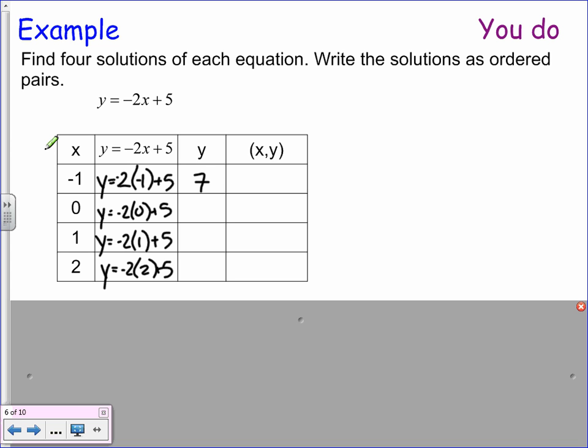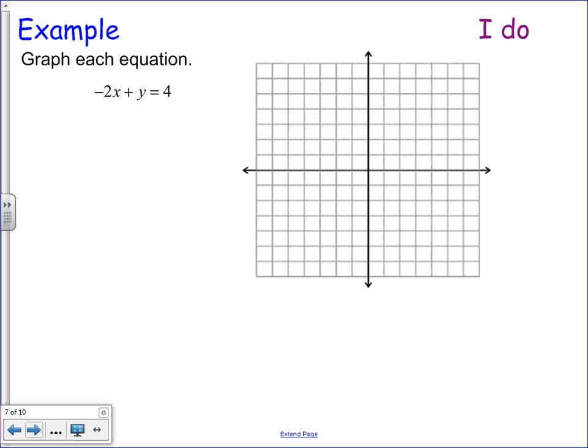Negative 2 times 0 is 0, plus 5 is 5. Negative 2 times 1 is negative 2, plus 5 we get 3. Negative 2 times 2 is negative 4, plus 5 is 1. The ordered pairs are negative 1, 7; 0, 5; 1, 3; and 2, 1. Okay, so those 4 solutions are your solutions for your ordered pairs.